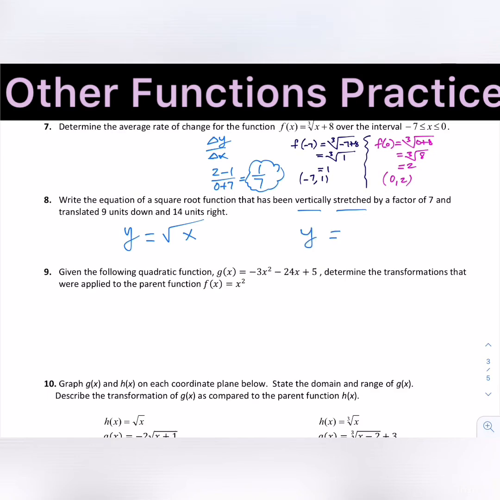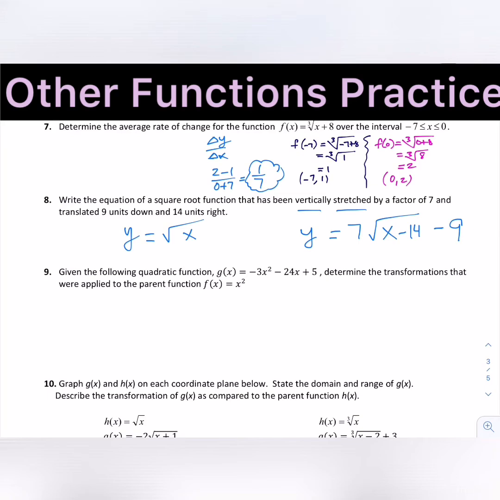We're going to have y equals vertical stretch a factor of 7. Now, if I want to go 14 right, I'm going to have to minus 14 on the inside. And then to go 9 down, I'm going to do minus 9, not inside the square root symbol. And that is the equation there.